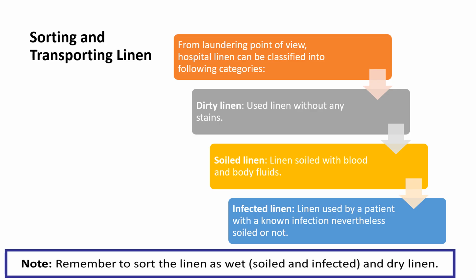How to sort and transport linen: from the laundry point of view, hospital linen can be classified as dirty linen, soiled linen, and infected linen. Dirty linen is used linen without any stains. Soiled linen is soiled with blood and body fluids. Infected linen is used by patients with some infection.